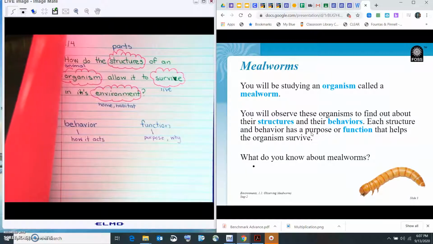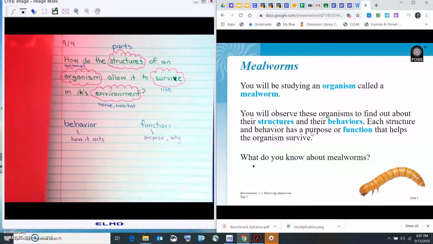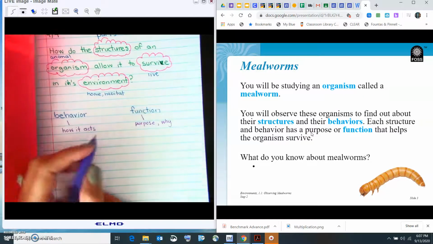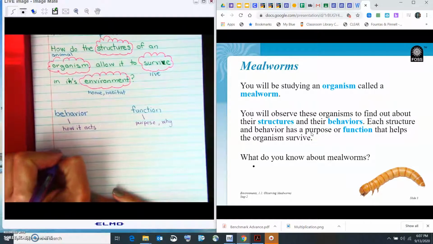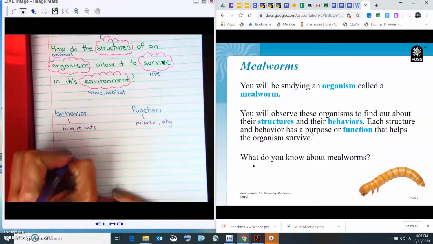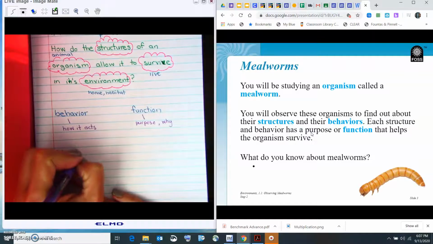So when you're looking at the mealworm, we're going to be looking at its structures, its body parts, and we're going to be thinking about why does it have that, and how does that behavior, what it does, help it function and survive? So what's the purpose of it? And then our question right here is, what do you know about mealworms? Now, if you were in second grade in a Dodea school, you've probably looked at mealworms before. So what do you know about mealworms?